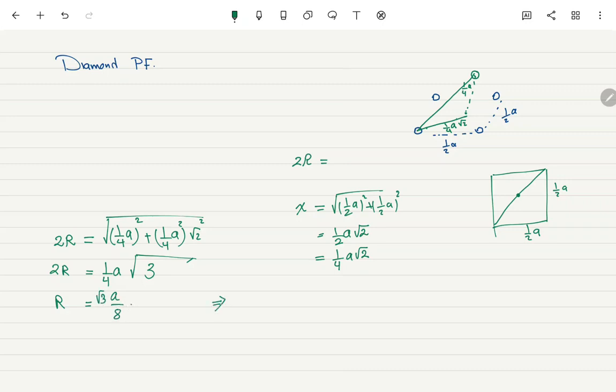Now to find the packing fraction, remember, N in this case is 2 FCC merged together, so it's 8, times 4/3 pi R cubed. R in this case is square root of 3 A/8, divided by A cubed, and the answer is 0.34.